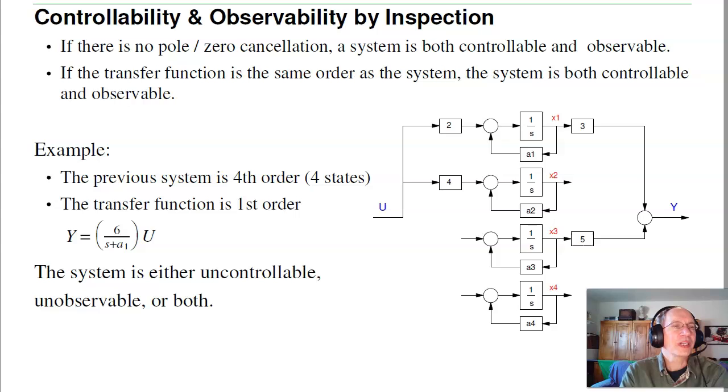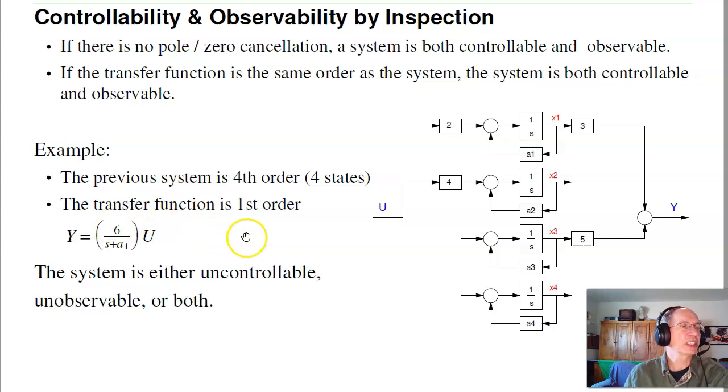Another way to find whether a system's controllable and observable is to look at the transfer function. If I found the transfer function from U to Y in this case, it's a first order system. This is actually a fourth order system. I've got 4 integrators, but in the transfer function, only one pole shows up. The fact that I have only one pole in a fourth order system tells me it's either not controllable or not observable or both.